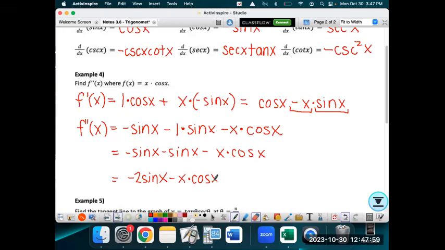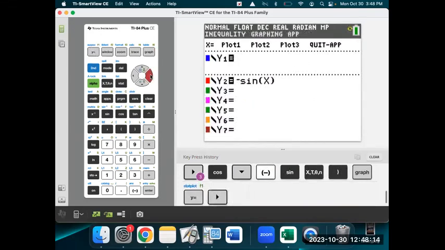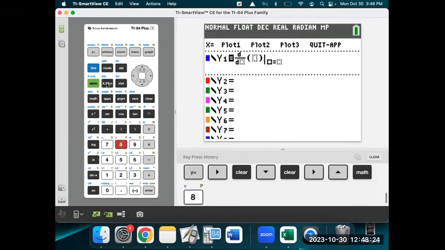I'm going to double check in my calculator that this actually looks correct, because there's a lot of sign errors that could happen, and even just using product rule incorrectly could happen. So because I'm doing a second derivative, the way that I make the calculator do this, I'm going to do it twofold here. So math 8, x, and then I'm just going to type in my x cosine x here.